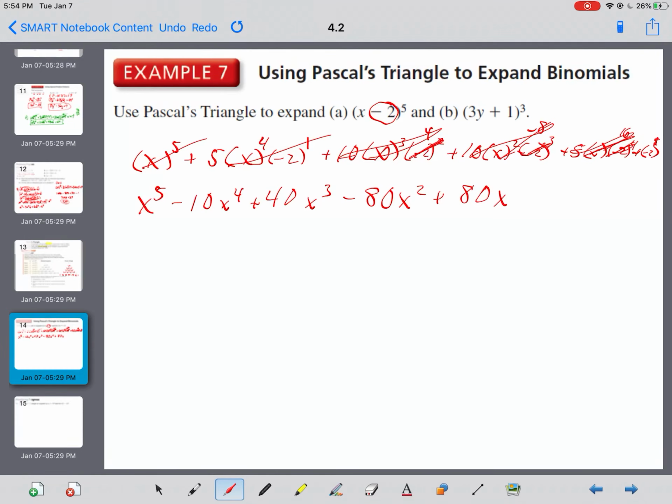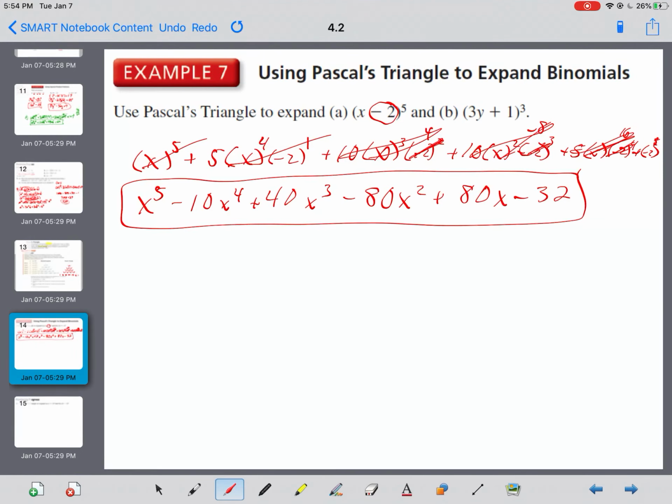And negative 2 to the 5th, so 16 times negative 2 is going to be negative 32. And we expand it all the way.